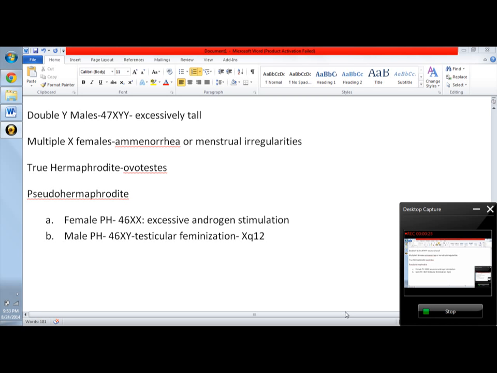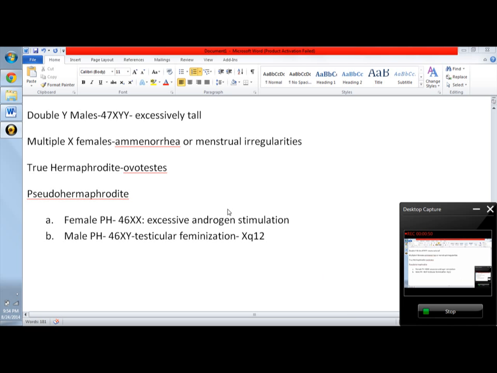And then ductal sex would depend on the presence or absence of the derivatives of the Mullerian, which is the female duct, or the Wolffian, or the male duct. For the phenotypic sex, it's actually the presence or absence of gynoid or android pelvis, breasts, clitoris, or whatever. It's just the appearance of the external genitalia.